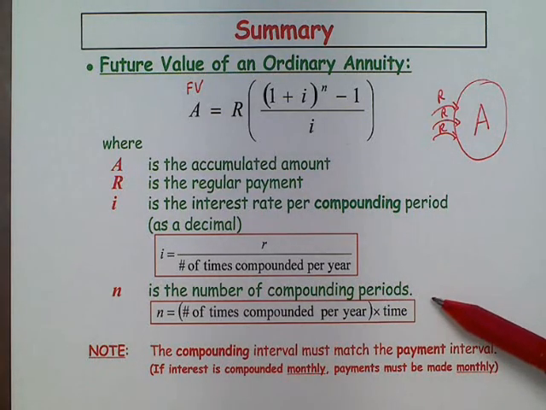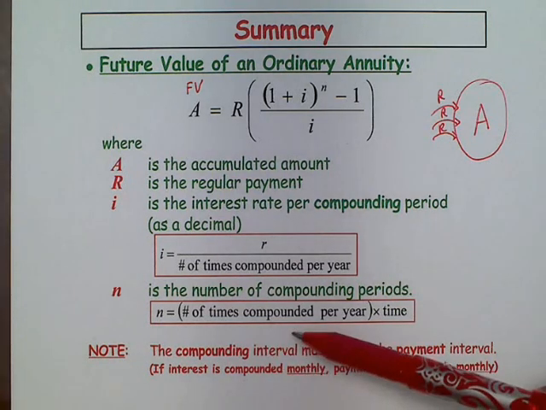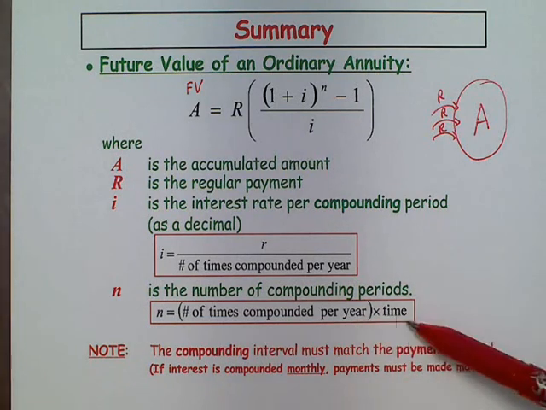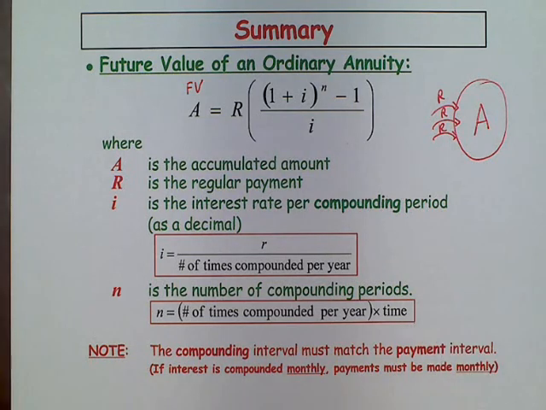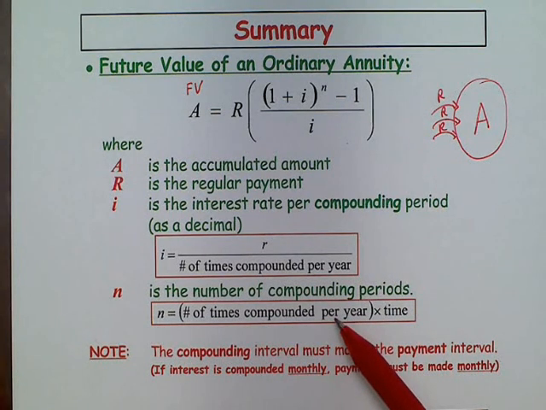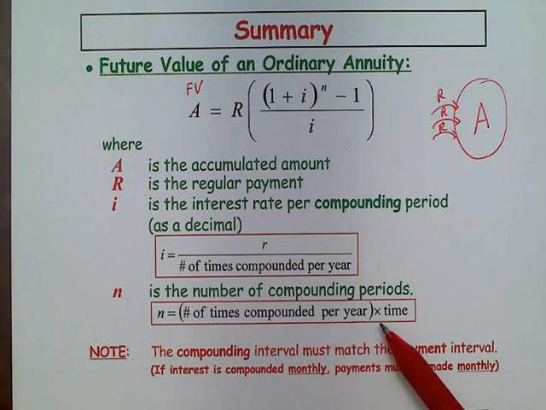And then finally, N is the number of compounding periods. It's the number of times that you're going to earn interest. And so N is the number of times interest is compounded per year. So if it's monthly, it would be 12 times the amount of time in years that you're going to earn interest. So let's say you're investing for 7 years. The number of times compounded per year, if you're looking at it monthly, would be 12, and then 12 multiplied by the number of years would be 12 times 7, which is 84. So that's just an example.